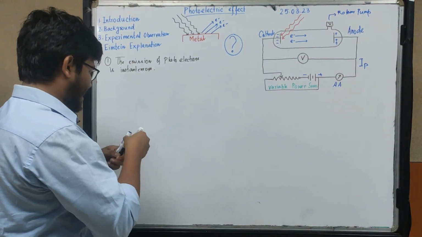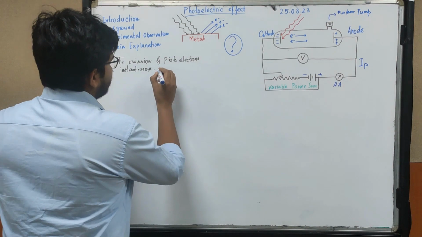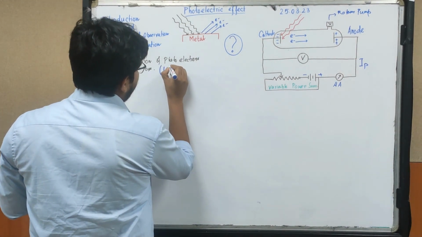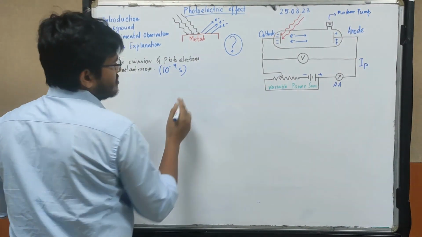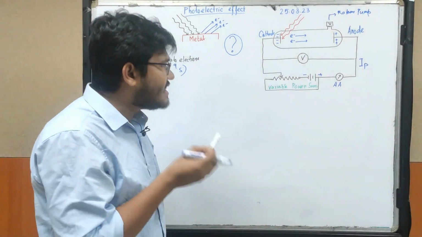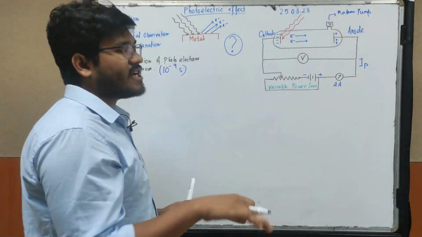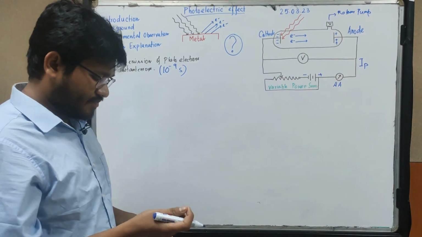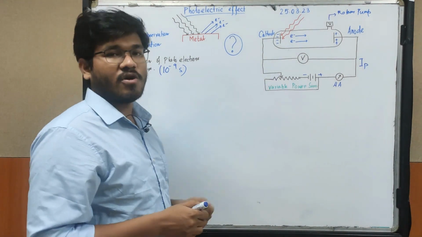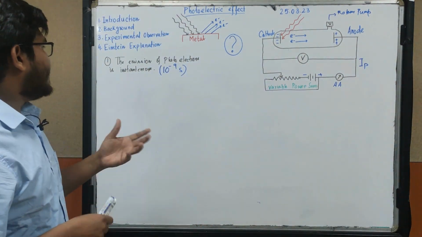And in the experimental setup, because of the restriction, the time can be measured as 10 to the power minus 9 seconds. So this is a very fast time, a very small time. Within this time, electrons will be almost immediately ejected. Why it is so, we will explain in the later case.